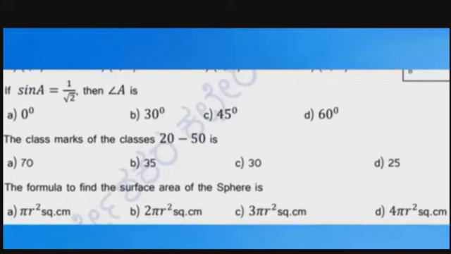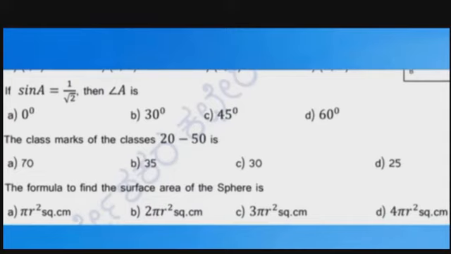So you need to shade the C option. You just need to remember the trigonometric tables. In that, 1 by root 2 comes at sin 45 degrees. So I am choosing the C option. Okay children, this is the answer for the first question. Now I will move on to the next problem.